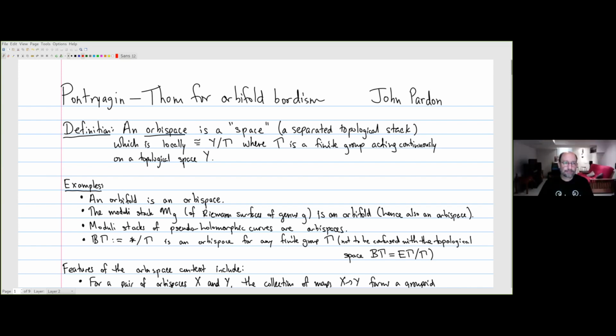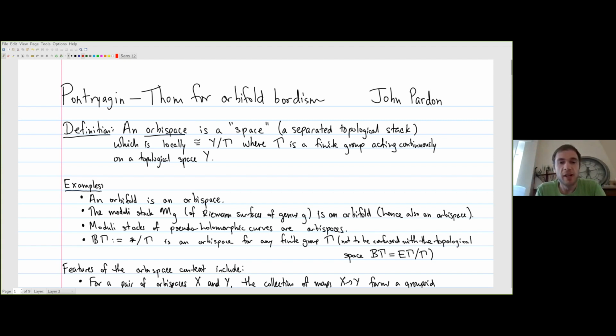So specifically what I mean by that is, you can define bordism groups based on orbifolds instead of manifolds. And what the Pontryagin-Thom theorem tells you for manifold bordism groups is that those bordism groups are certain stable homotopy groups. So the goal of the talk is to tell you how to generalize that to orbifolds.